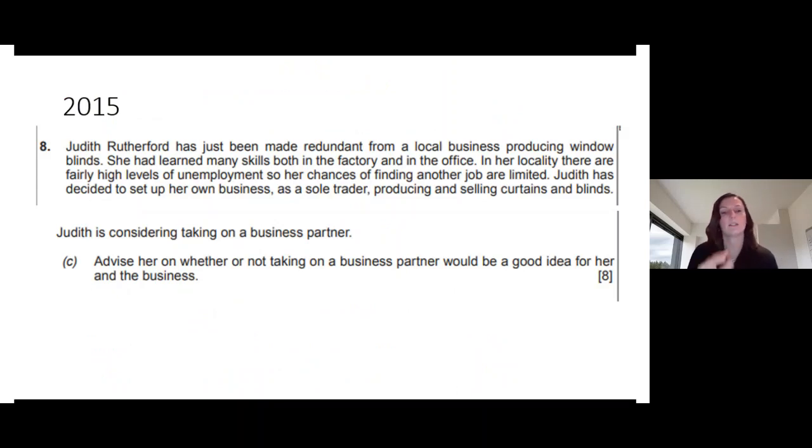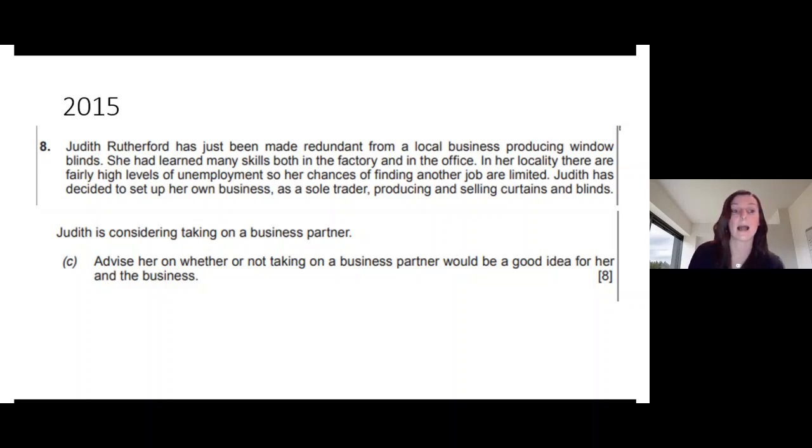Okay, right, now it is a 2015 paper, but again it's a very relevant question and you could be asked it. So Judith Rutherford has been made redundant from a local business producing window blinds. She's learnt many skills both in the factory and in the office. In her locality, there are fairly high levels of unemployment, so her chances of finding another job are limited. Judith has decided to set up her own business as a sole trader, producing and selling curtains and blinds. Judith is considering taking on a business partner. Advise her on whether or not taking on a business partner would be a good idea for her and the business. 8 marks.